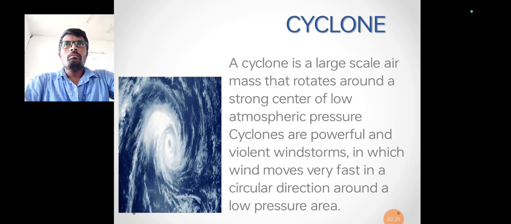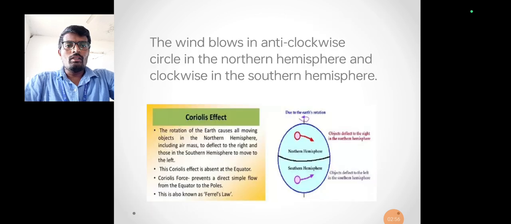In that process, a spin is created in the middle part of the ocean. The spin is called the eye. The eye is also called a low pressure area. That area attracts the cold air which is near to the low pressure area, and thus the wind spins around the low pressure area. That pressure of air mass is called a cyclone.